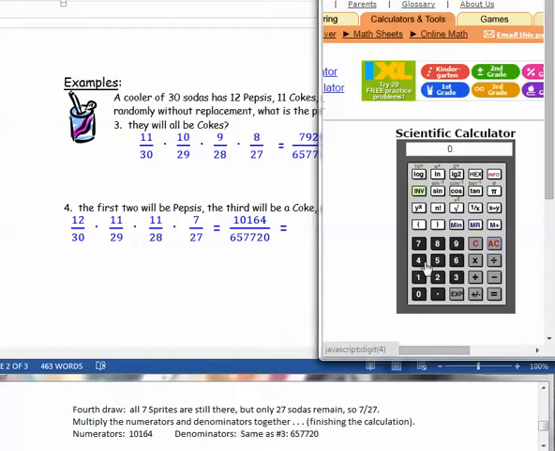So dividing the top, 10,164, divided by the bottom, 657,720, we get 0.01545, rounded to 3 decimal places is just 0.015.